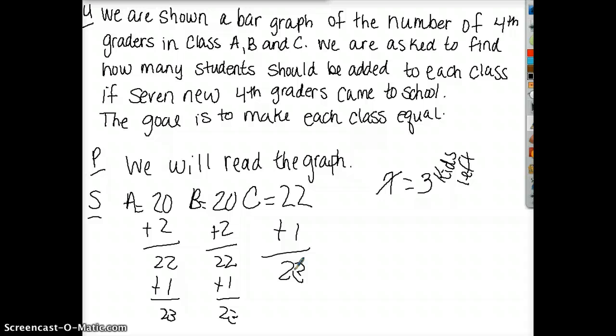So 3 students should be added to classes A and B, and 1 student added to class C, to make them all 23. We know our answer is reasonable because classes A and B would each have 20 plus 3, or 23 students. Any questions?